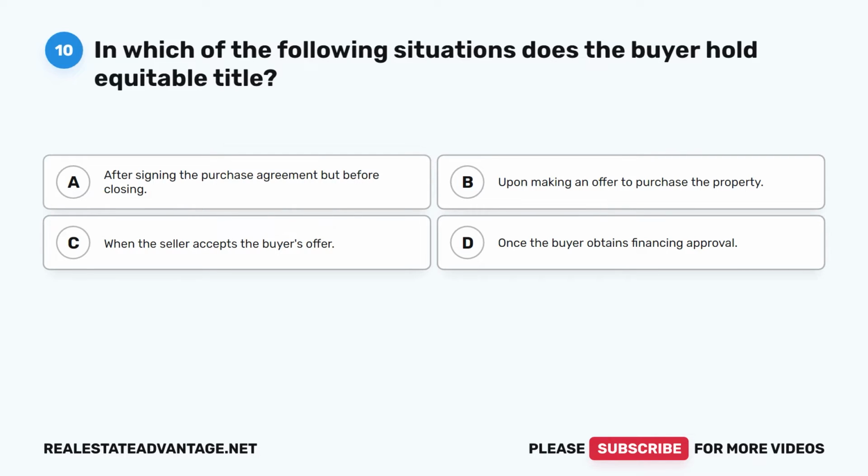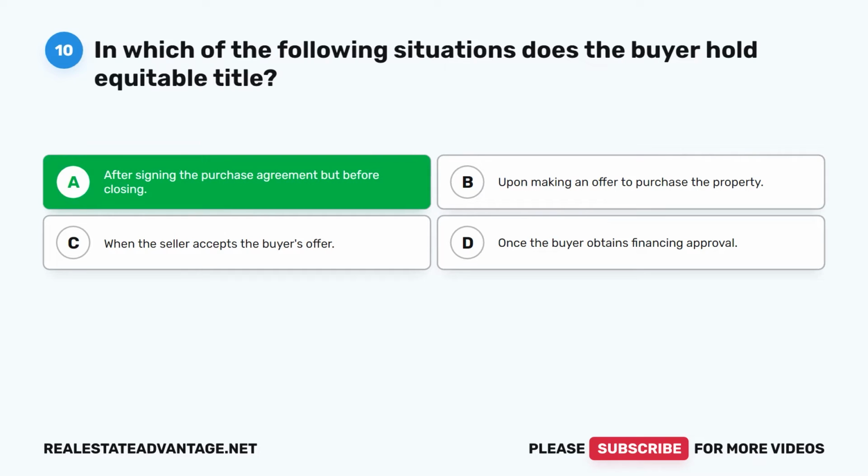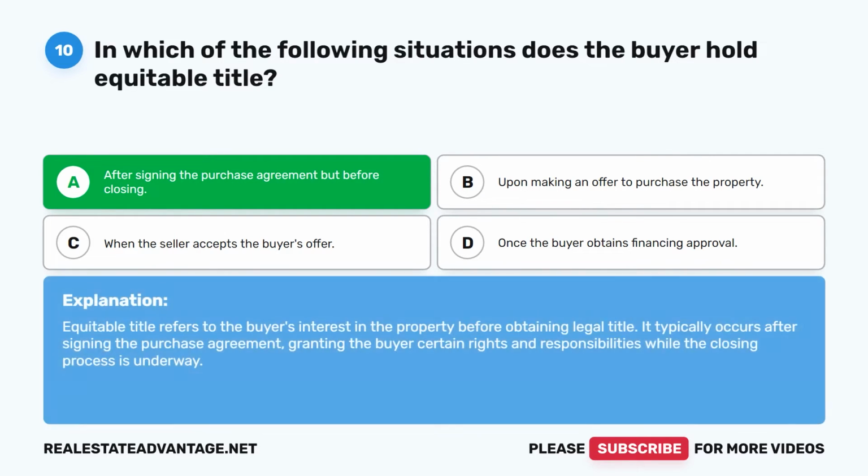Question 10. In which of the following situations does the buyer hold equitable title? A. After signing the purchase agreement but before closing. B. Upon making an offer to purchase the property. C. When the seller accepts the buyer's offer. D. Once the buyer obtains financing approval. The correct answer is A. After signing the purchase agreement but before closing. Equitable title refers to the buyer's interest in the property before obtaining legal title. It typically occurs after signing the purchase agreement, granting the buyer certain rights and responsibilities while the closing process is underway.